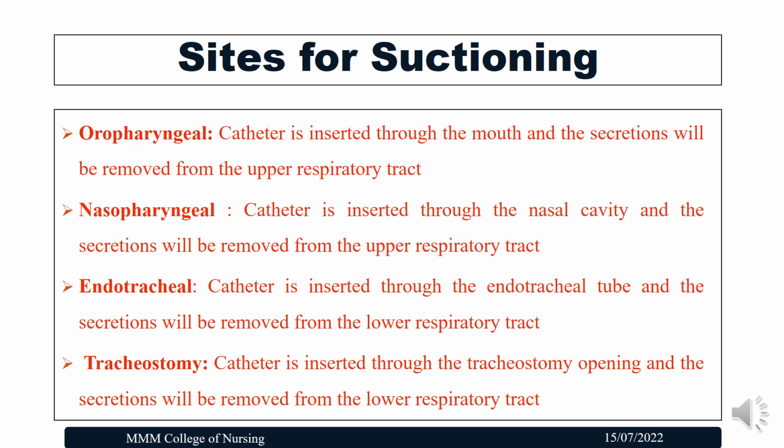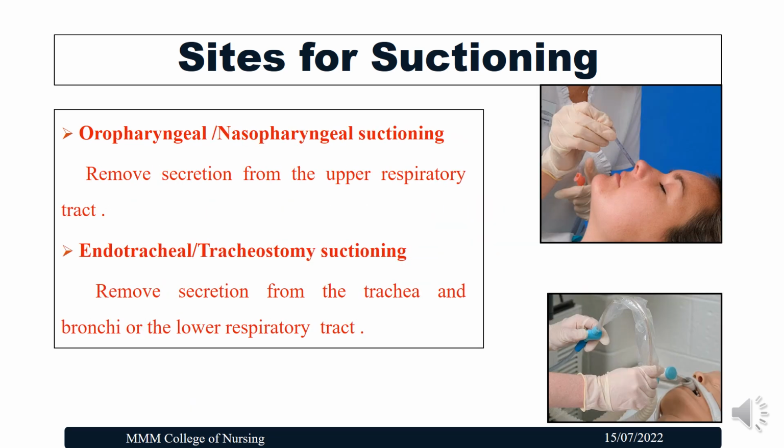In endotracheal suctioning, the catheter is inserted through the endotracheal tube and the secretions will be removed from the lower respiratory tract. In tracheostomy also, the catheter is inserted through the tracheostomy opening and the secretions will be removed from the lower respiratory tract. So during oropharyngeal or nasopharyngeal suctioning, the secretions will be removed from the upper respiratory tract, while in endotracheal and tracheostomy suctioning, the secretions will be removed from the trachea and the bronchi, or the lower respiratory tract.